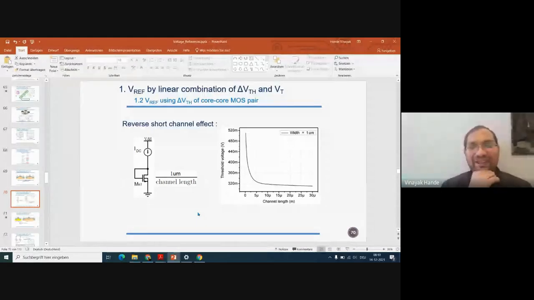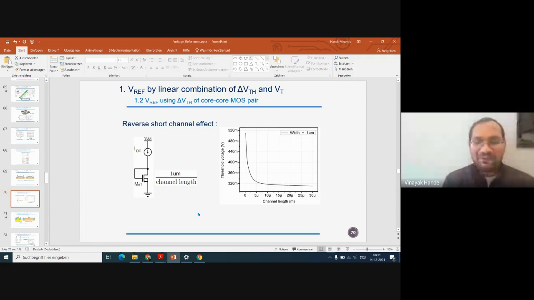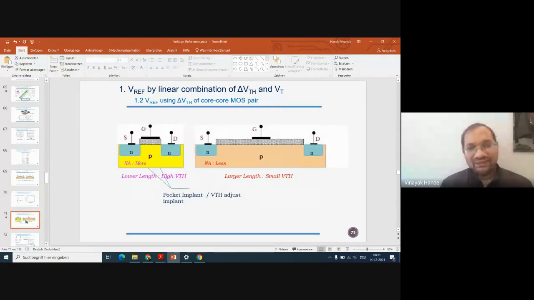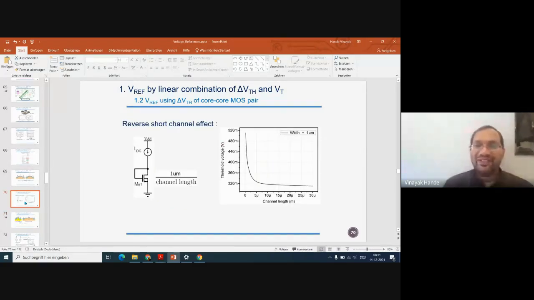This is valid in 180, 90, and 65 nanometer, which I have already designed. Here, the interesting fact is that the moment you reduce the channel length, your threshold voltage increases. It is quite an interesting and, in fact, surprising fact to me as well. If you dig a little, you will find why it is happening: because you are having some pocket implant and VT adjust implant, it is not always true that if you start reducing the channel length, your threshold voltage will reduce. It will in fact increase further as the channel length reduces because of the pocket implant.